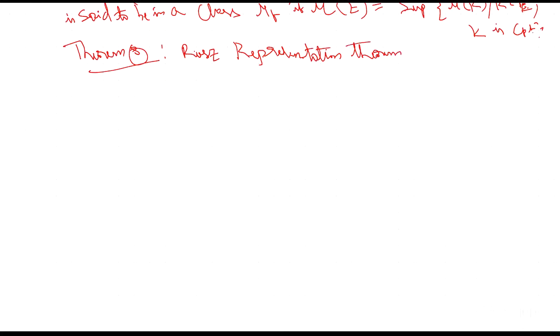Riesz representation theorem. Suppose X is a locally compact Hausdorff space. State and prove the Riesz representation theorem, or sometimes they will give the statement and you need to prove it. You have to identify that this is the Riesz theorem.